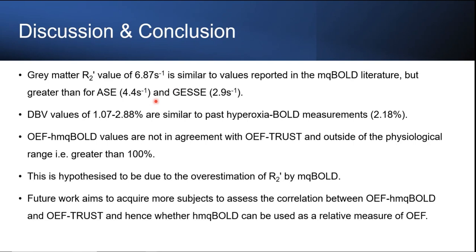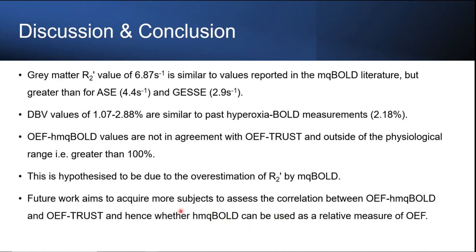The DBV values are consistent with past measurements and realistically more relevant for qBOLD than using gadolinium. And if you don't use gadolinium, that's always a benefit. But clearly not in agreement with the OEF from TRUST at the moment, vastly outside of physiological range. But as I say, hypothesized to produce overestimation of R2 prime by qBOLD. Future work aims to analyze further subjects to assess the correlation between these two measures, and hence whether we can use it as a relative measure of OEF.